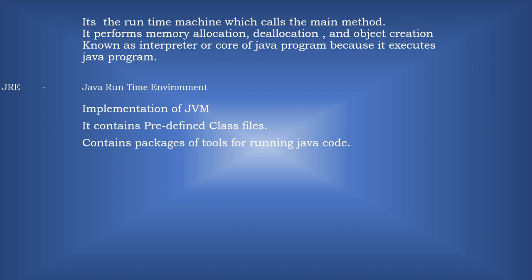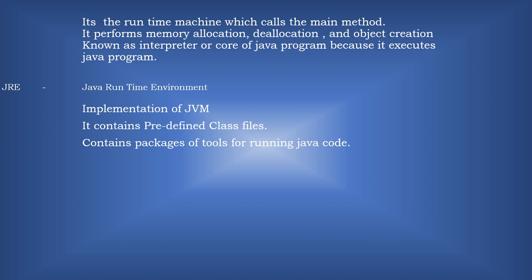So if you are asked about the architecture of Java, you have to say first JDK, JVM and JRE. JDK is a software development kit used for running Java programs. It is used for developing Java applications and applets.